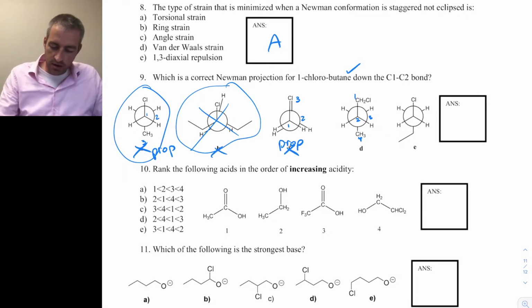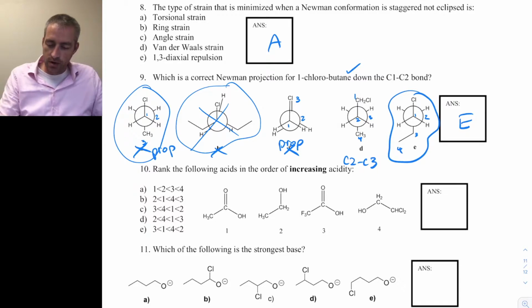So A, B, C are all out. This is actually butane. This is looking down the carbon 2, carbon 3 bond. This last one, 1, 2, 3, 4 is E. This is the only one of them where you're looking down the carbon 1, carbon 2 bond.